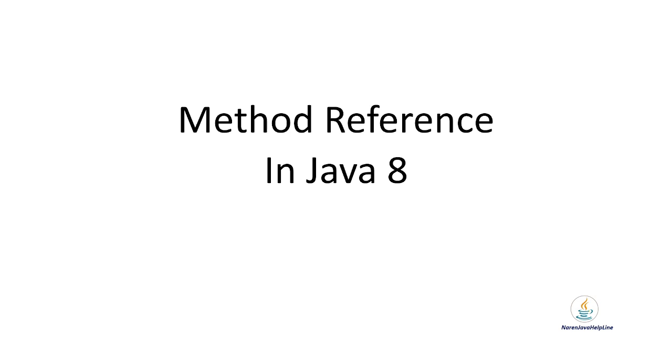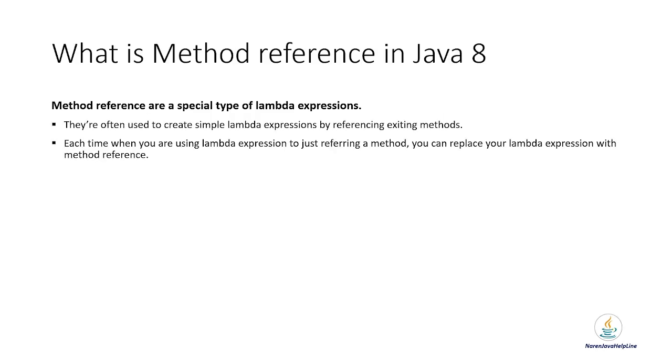So what is this method reference? Actually, a method reference is nothing but a special type of lambda expression. That means we have an existing method, and we are referring to that instead of writing the method. So if we already have an existing method, we just refer to it. Where to use it? Whenever we have a simple lambda expression, instead of using that, we can call that method.